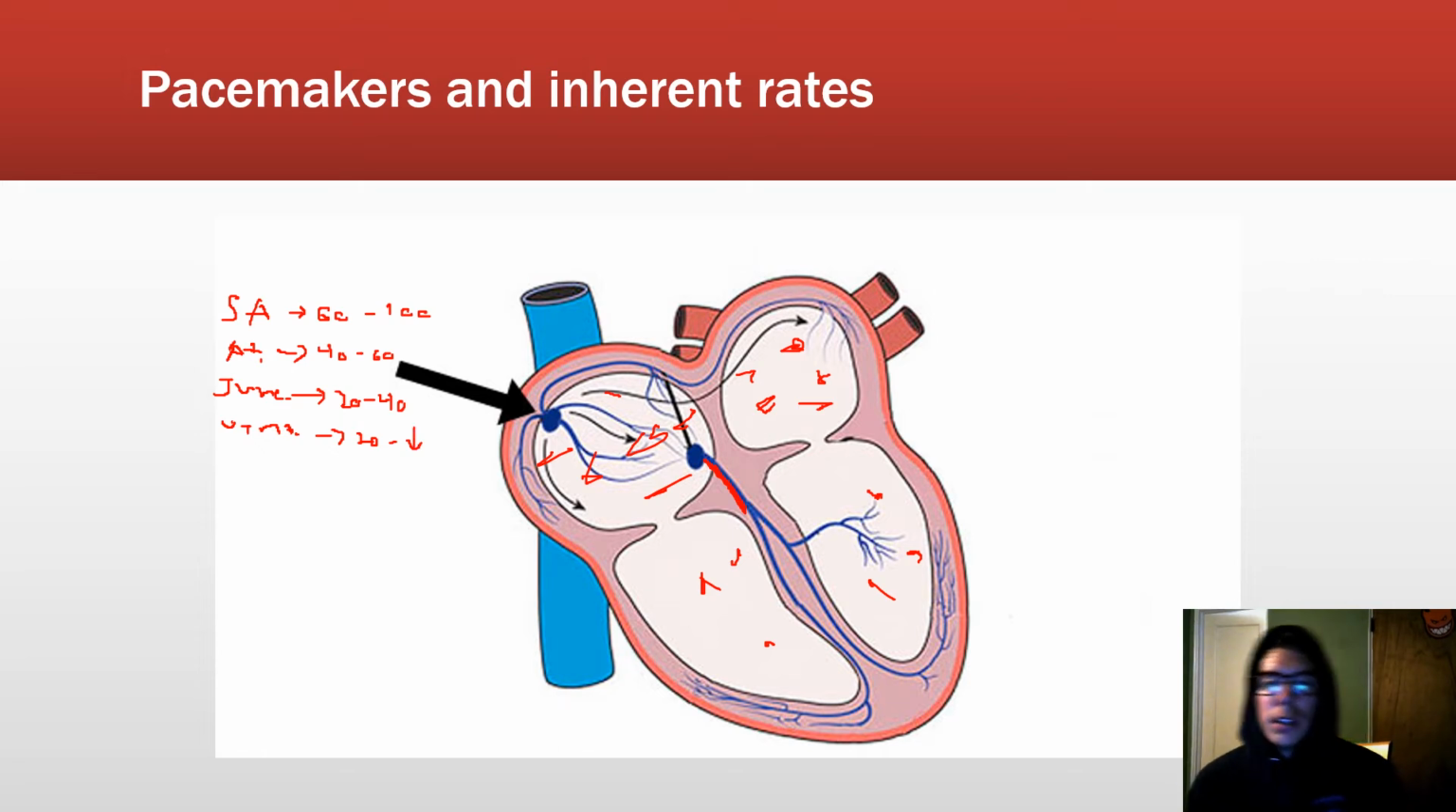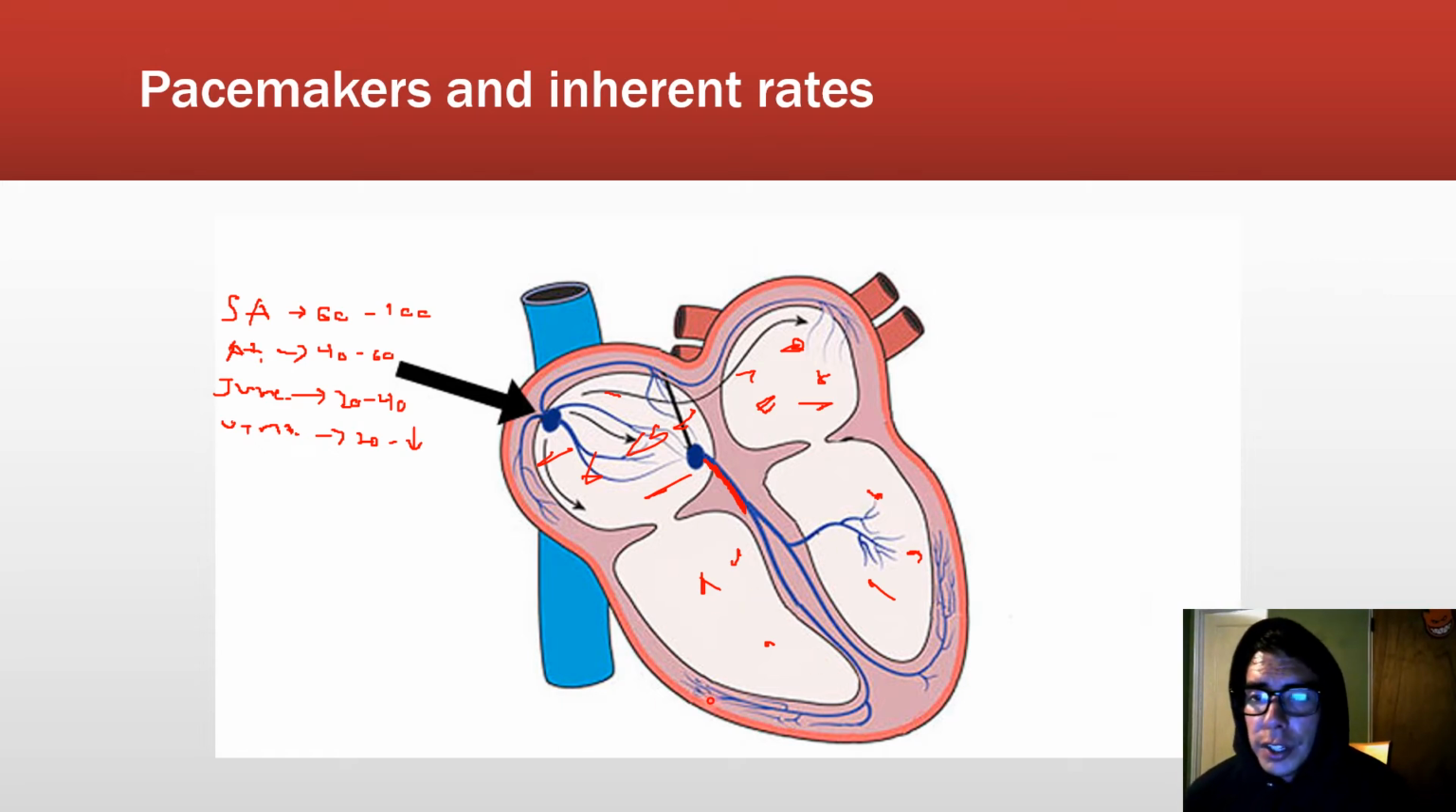So that's kind of how that works. Inherent rates, again, are whatever a pacemaker will fire at when it's functioning as a pacemaker. And the pacemakers are the area that's generating the impulse that creates a heartbeat. So the SA node starts first. If it fails, anywhere in the atria, any random cell will take over. If that fails, the AV junction will take over. If that fails, any random cell in the ventricles will take over.